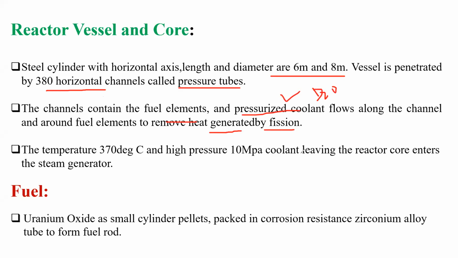Now the next point is the temperature of 370 degrees Celsius and high pressure. Here the pressure is given in Pascal. Pascal is one of the units, along with bar and Newton per meter square. These are some units of pressure, so don't get confused by the units. So here we use coolant at high temperature and high pressure, which is used in the steam generator.